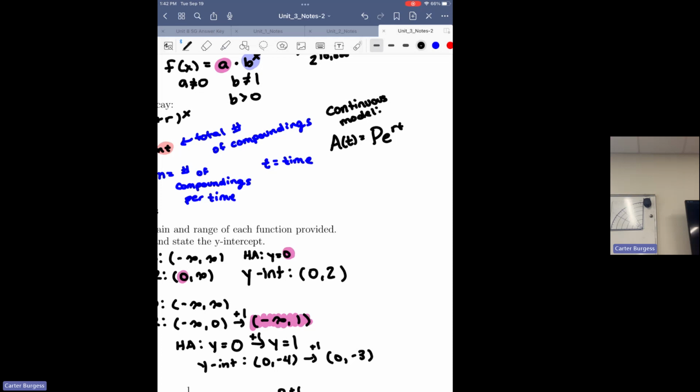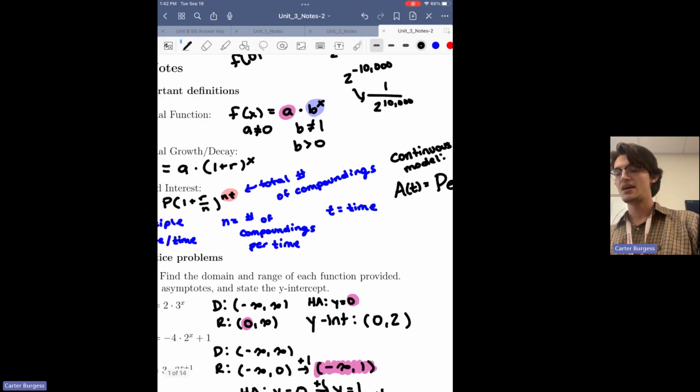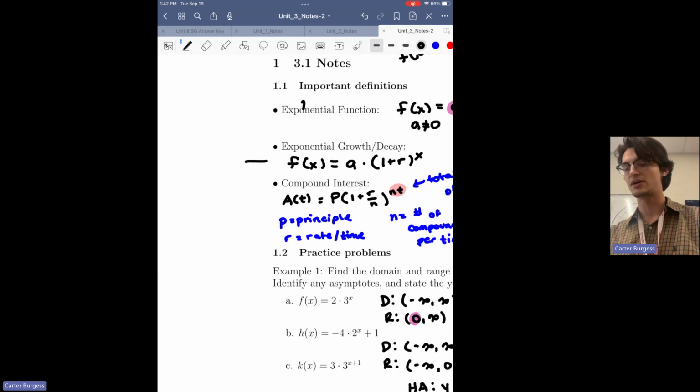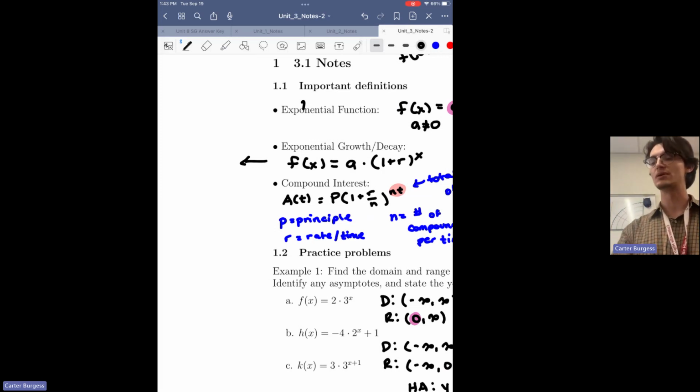Remarkably, this doesn't apply just to finance. The PERT equation is very specifically economics. We're talking about principal, we're talking about amount. That's cool and all. But often how you might see this is we could, for instance, take our original exponential growth and decay model and say, okay, let's say I want to look at continuous exponential growth, continuous exponential decay. Again, that 1 plus r can be rewritten, and we would get that this is going to be a times e to the rx.